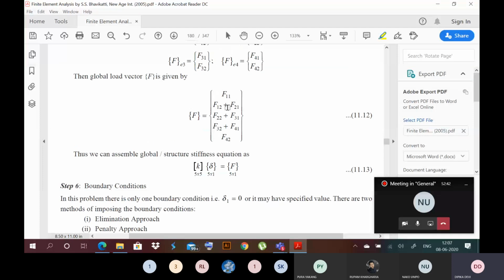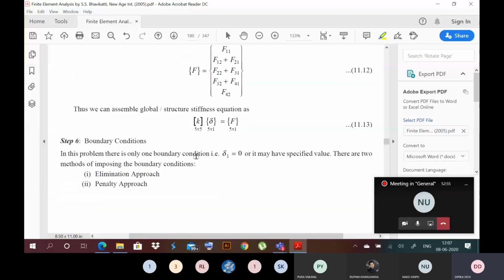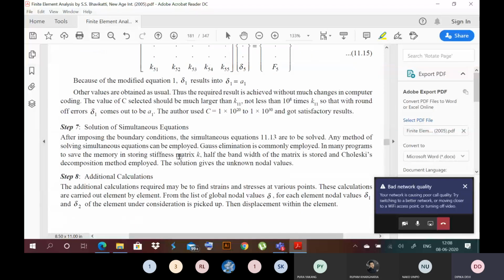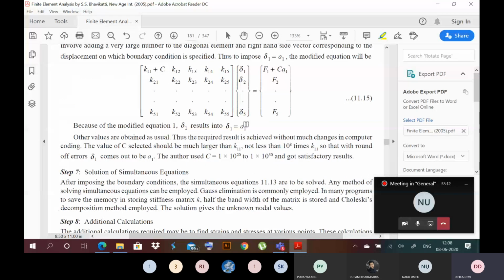Okay. So then F will be 5 by 1 and K is 5 by 5, and delta is 5 by 1. So you can solve it. Before solving, you have to apply the boundary conditions. Then you can solve. Here also they have explained how to apply the boundary condition that you already know. I'm not going to explain this. After applying the boundary condition, the remaining equations you have to solve, and find the solution for delta 1, delta 2, delta 3, whatever remains after application of the boundary conditions.